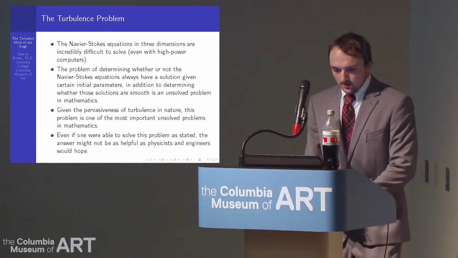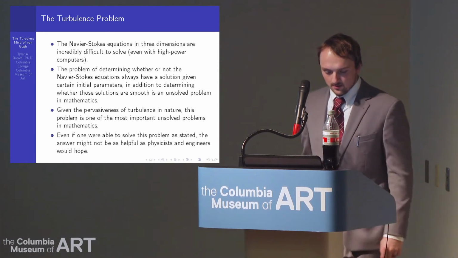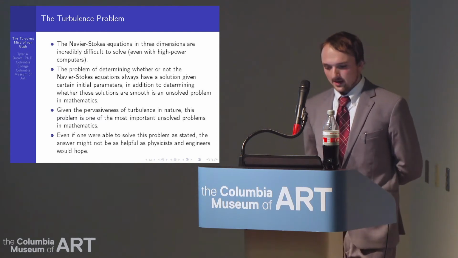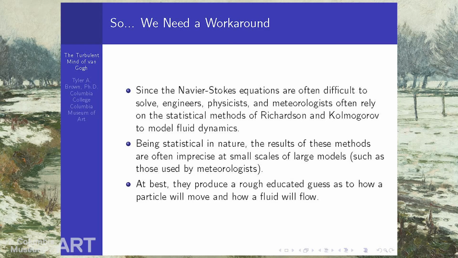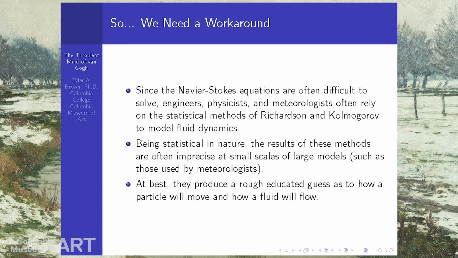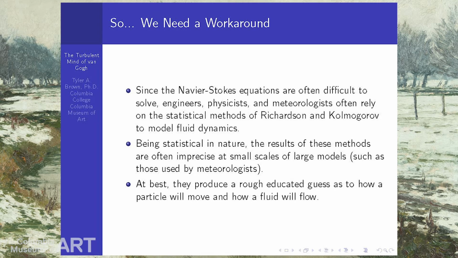So yeah, as I mentioned, even if we were able to solve this problem as stated, the answer might not be as helpful to physicists and engineers as we would hope. So we need a workaround. Since the Navier-Stokes equations are often very difficult to solve, engineers, physicists, and meteorologists often rely on statistical methods of Richardson and Kolmogorov. And they use this basically in everything that they do. The statistical models tend to be better than trying to solve the Navier-Stokes equations. Being statistical in nature, the results of these models are often very imprecise at small scales because you can only take finite amounts of data.